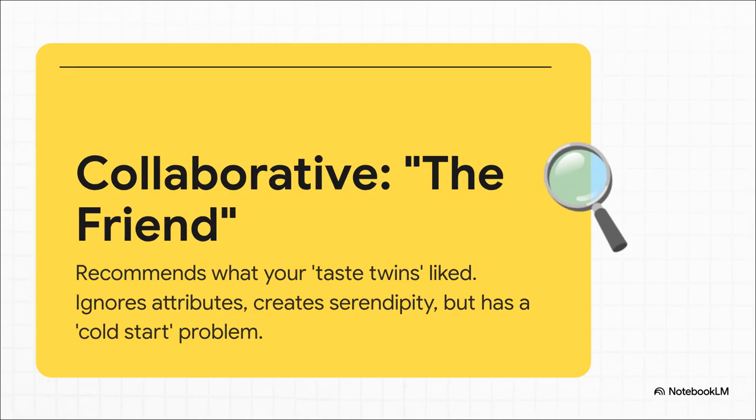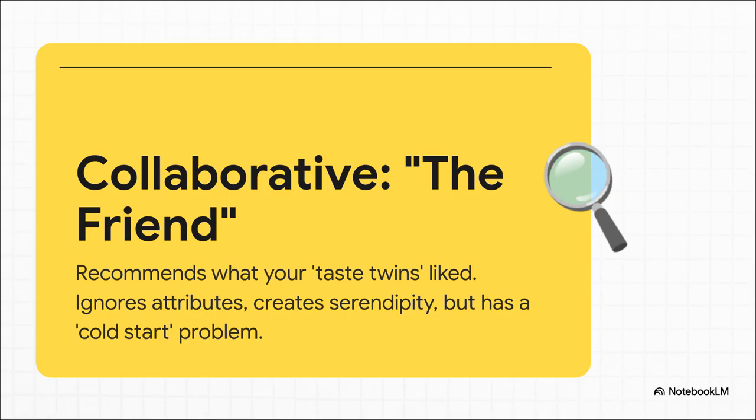Next up, we have collaborative filtering, or as I like to call it, the friend. This model is totally different. It completely ignores the attributes and focuses on people. It goes out and finds your taste twins, other users who have similar tastes, and then it recommends what they loved.